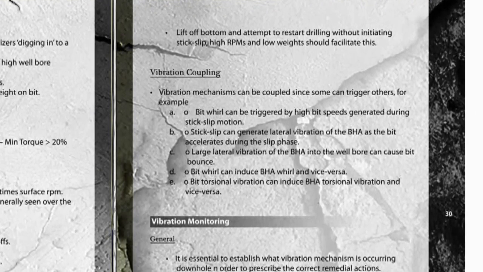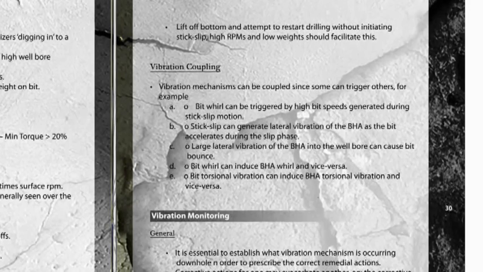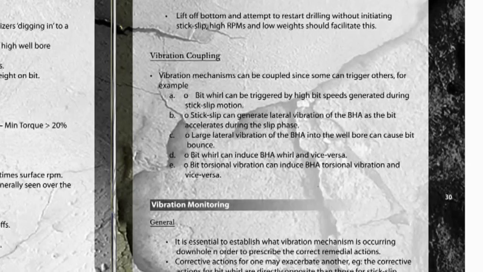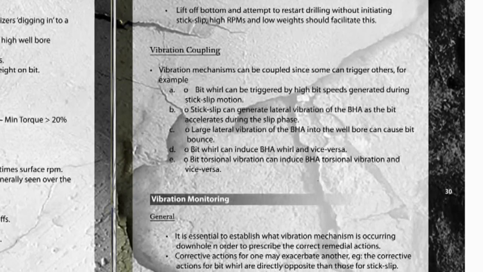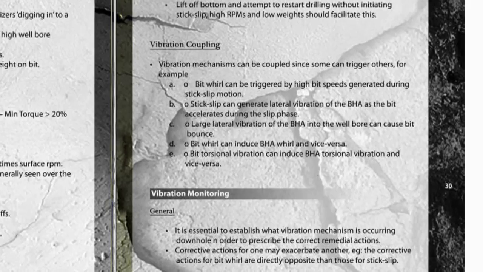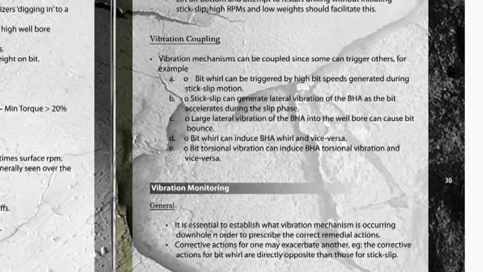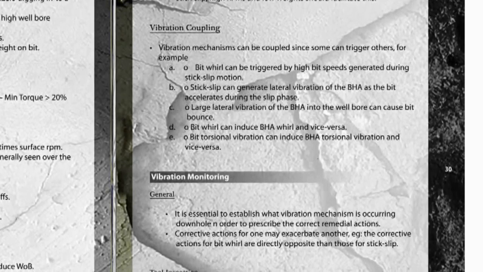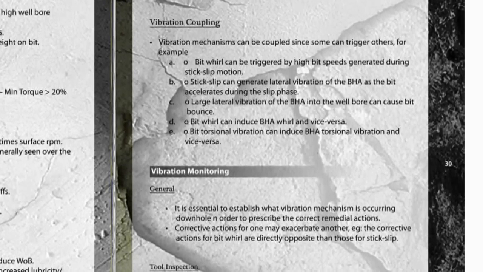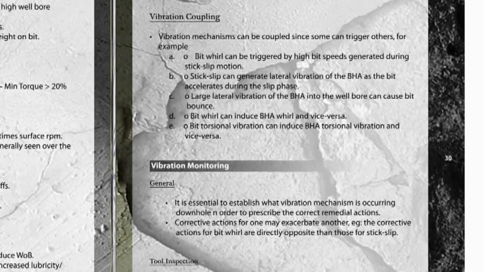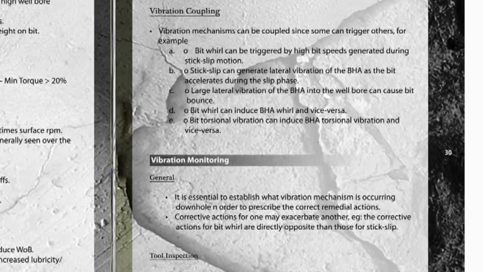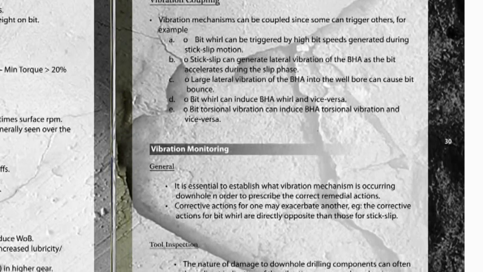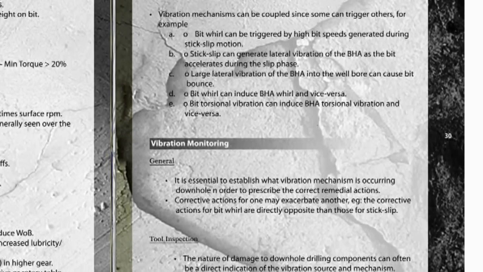Vibration coupling. Vibration mechanisms can be coupled since some can trigger others. For example, bit whirl can be triggered by high bit speeds generated during stick slip motion. Stick slip can generate lateral vibration of the BHA as the bit accelerates during the slip phase. Large lateral vibration of the BHA into the wellbore can cause bit bounce. Bit whirl can induce BHA whirl and vice versa. Bit torsional vibration can induce BHA torsional vibration and vice versa.